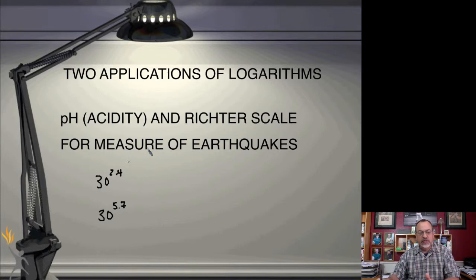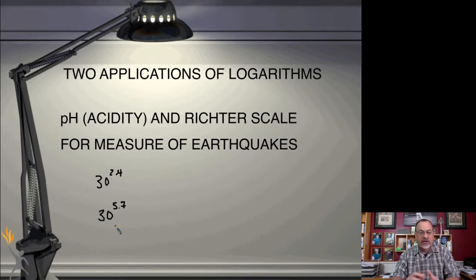Now, this 30 to the 2.4 power is the amount of energy that's released from that earthquake, and then this would be 30 to the 5.7. So you can realize that a 5.7 is quite a bit bigger than a 2.4, even though the exponents themselves aren't too far apart, because we're actually raising a base 30, we're multiplying 30 by itself 2.4 times here as opposed to 5.7 times here, and as you've seen with exponents before, the more times you multiply a number by itself, that number gets rather large rather quickly.